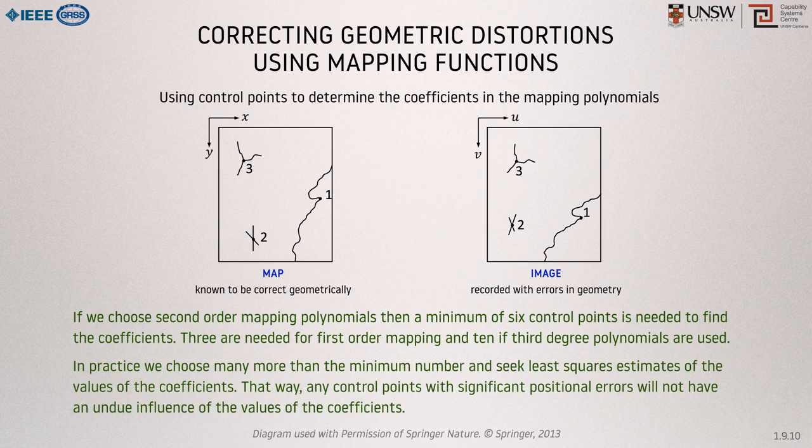Usually, we choose more control points than necessary and generate least squares estimates of the unknown coefficients. A particular advantage in choosing greater than the minimum number of control points is that any specific control point, which may not be well placed in either the map or the image, will not have an undue influence on the values of the coefficients being generated.